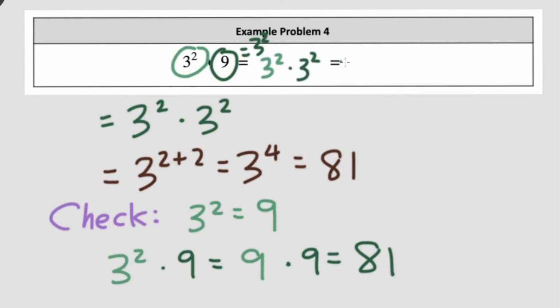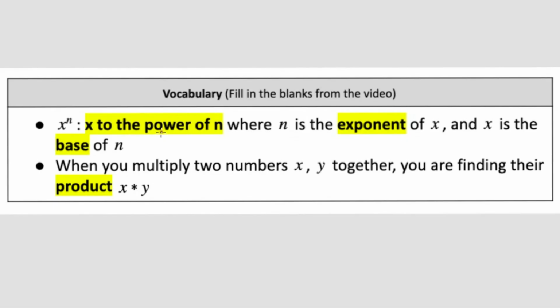We just checked our work, and now we can see that when you have bases that are the same, you can just add the exponents and make it really simple to solve these problems. Now, let's go over the vocabulary really quickly. We just went over this yesterday, but I want to go over it again because it's really important that you're using the terminology correctly. In x to the power of n, n is the exponent of x and x is the base.